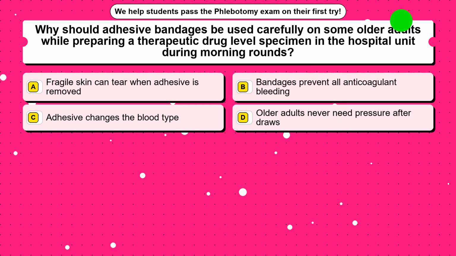Question 77. Why should adhesive bandages be used carefully on some older adults while preparing a therapeutic drug level specimen in the hospital unit during morning rounds? Option A. Fragile skin can tear when adhesive is removed. Option B. Bandages prevent all anticoagulant bleeding. Option C. Adhesive changes the blood type. Option D. Older adults never need pressure after draws.